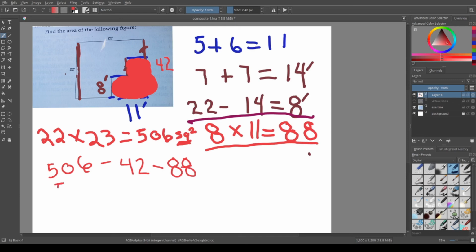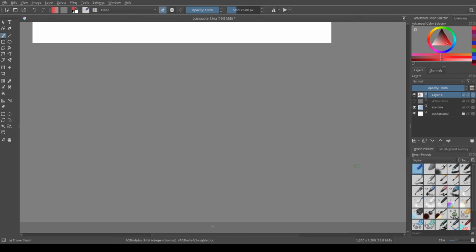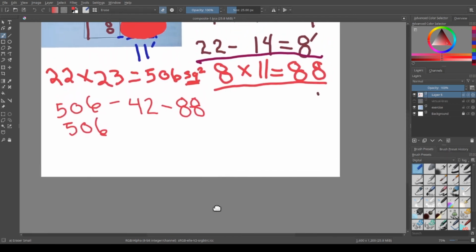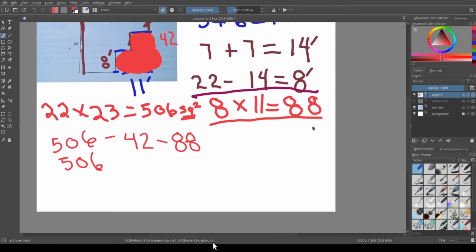So I have 506 minus 42. That's 400. That is, let me see. I'm gonna erase this. Let me get to my eraser. Let me bring it back up. Okay, disappeared. That's alright. We're learning together. I can erase this. I'm gonna erase all of this.